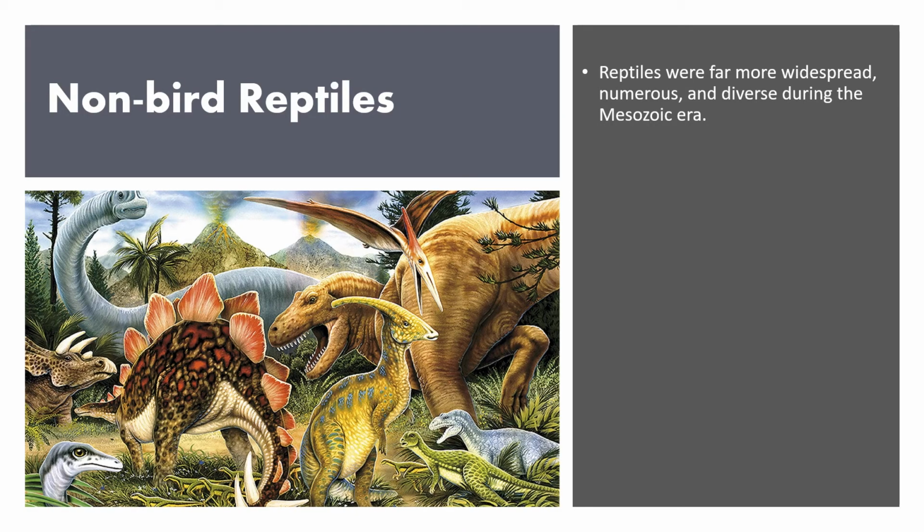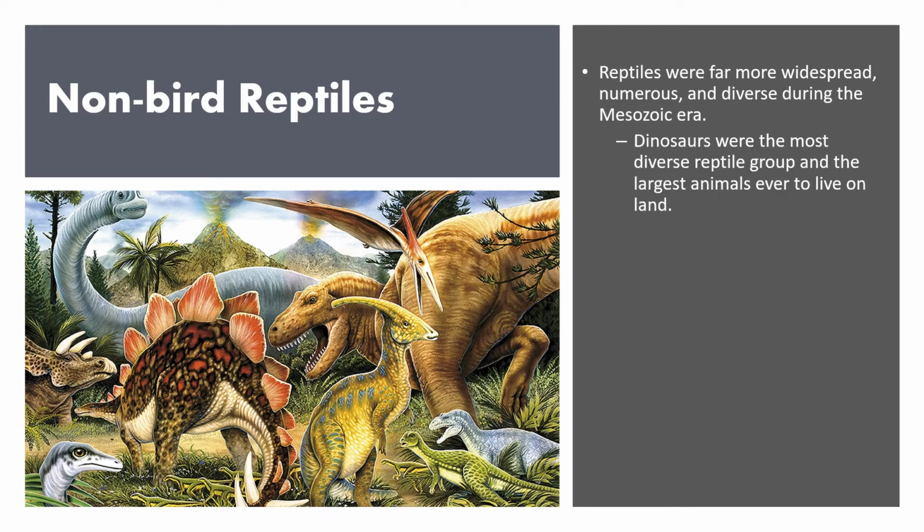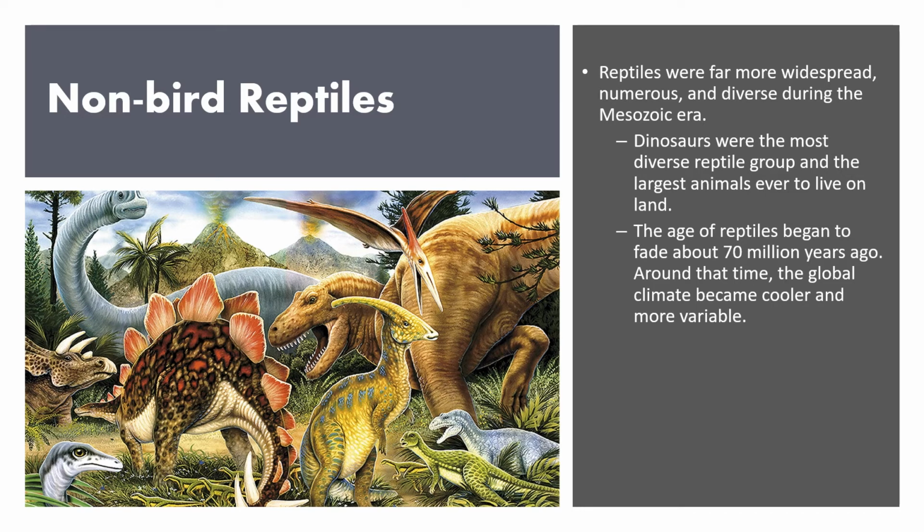If we go back to the Mesozoic era, reptiles were going to be very numerous and widespread. And dinosaurs were the most diverse reptile group on the planet at that time, and they would have been the largest animals ever to live on land. Now, during the end of the Mesozoic and about 70 million years ago, we are coming to the end of the age of the reptiles. And this is largely because of the climate changing. It became cooler and more variable.